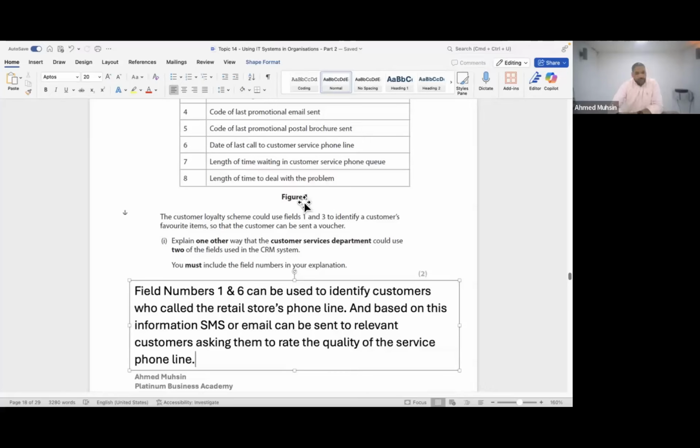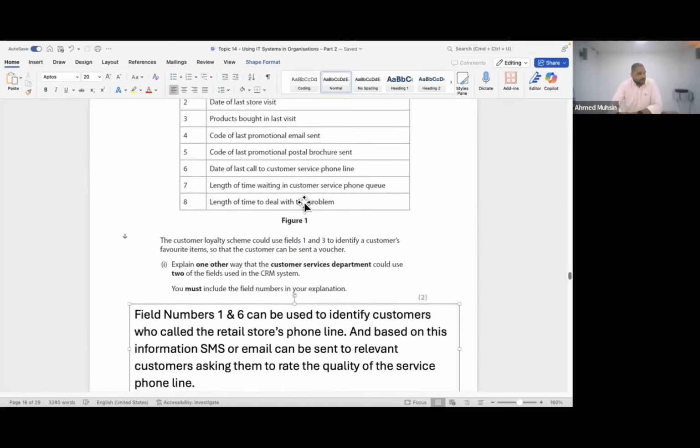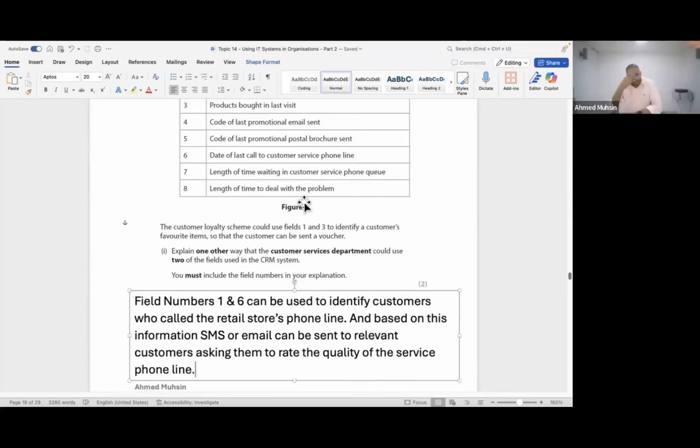Isn't it, everybody? You can use field numbers 1 and 2 to identify customers, to know when customers last visited your store. Automated email, SMS, personalized offers can be created for customers who visited the store last many years ago or many months ago. Agree? Okay. Right. Okay. So we are done with that.